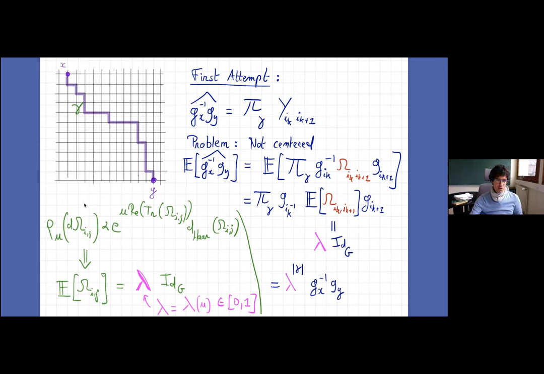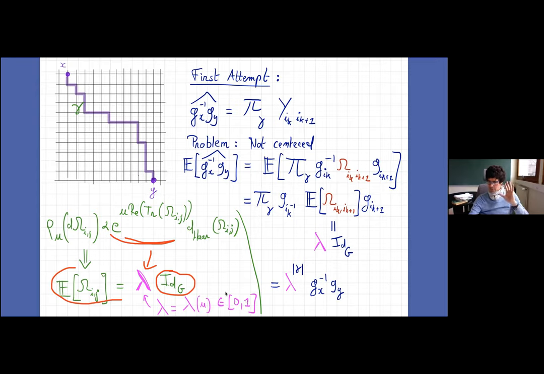So let's recall that the law of the disorder that I'm using is given by this exponential of u times the trace of omega_ij. When u is large, it's very concentrated around the identity, and there are lots of symmetries here. If I had SO(3), it would be invariant by SO(2) acting on the two other variables. And from this invariance, it's easy to see that the expectation of this random matrix is proportional to the identity of the Lie group G. It's proportional, with a constant lambda, and this lambda will play a key role in everything which follows, where lambda is between 0 and 1.